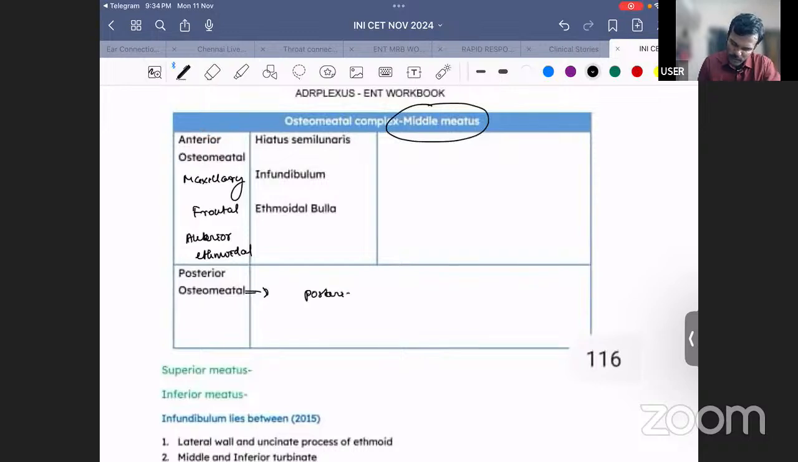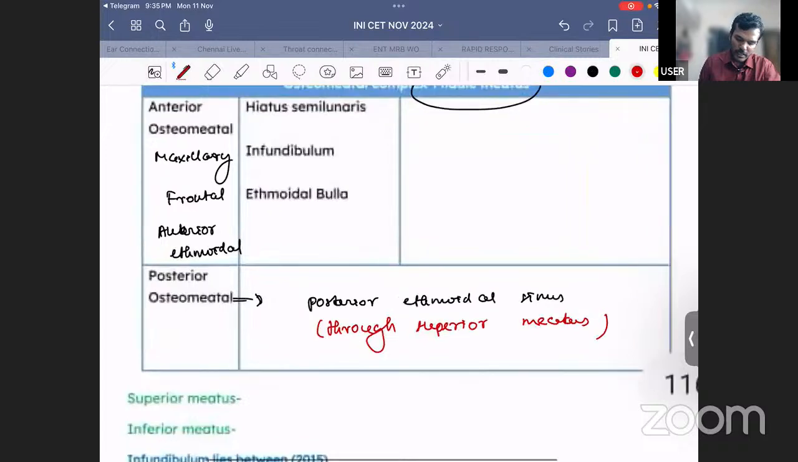Okay. The posterior osteomeatal complex will be a drainage pathway from the posterior ethmoidal sinus through the superior meatus. If they ask you, posterior ethmoidal sinus drains into, the first best answer is superior meatus. The second best answer can be posterior osteomeatal complex. Both are one and the same.